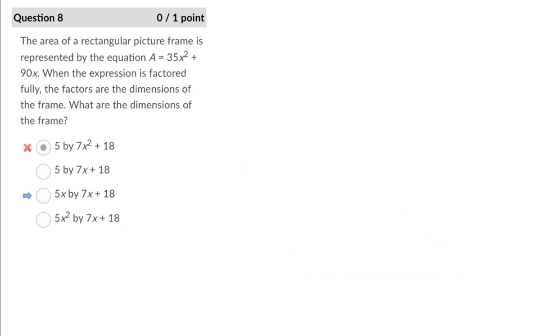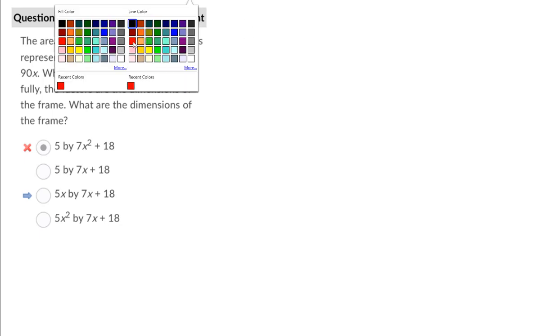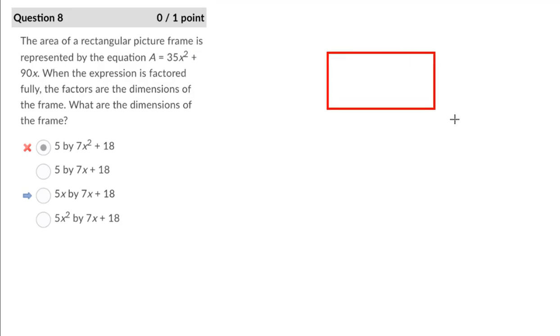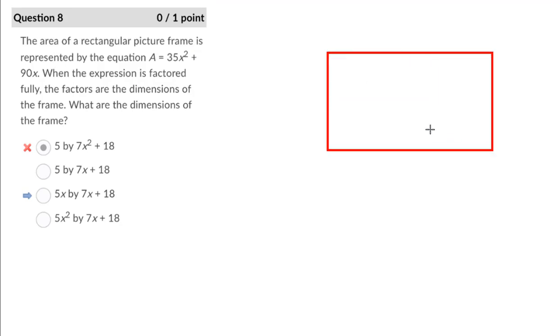So I'm gonna make a picture frame. I don't really know what the sizes are yet, so I'm just gonna make a rectangle of some size. I'll make it kind of like that. And I know that my area is 35x squared plus 90x. So I remember the formula for area of a rectangle is length times width, right?